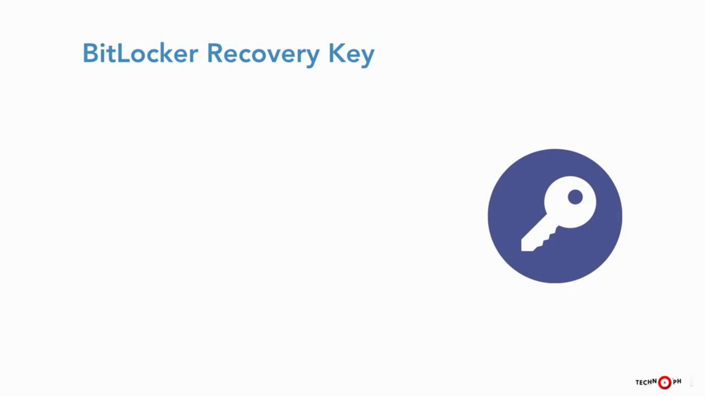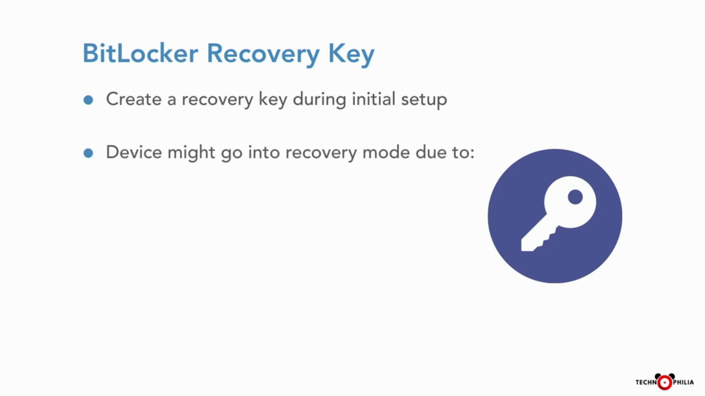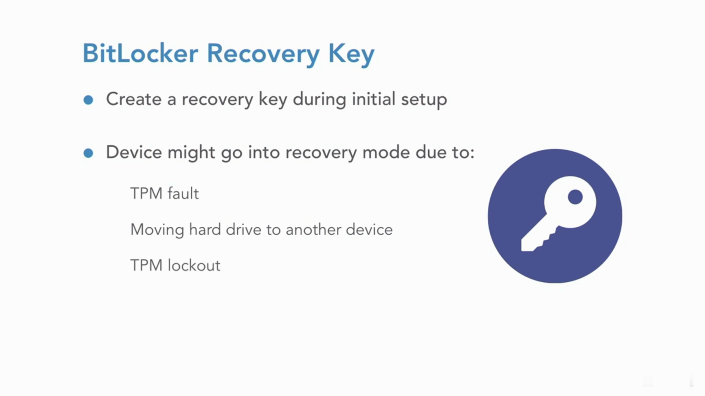When you first set up BitLocker encryption, you're prompted to create a BitLocker recovery key, and it's pretty important that this is created. There are several reasons why a device might go into recovery mode and require the use of a recovery key. These include: the TPM chip fails to automatically unlock the drive due to an error with the TPM chip; you need to access an encrypted hard drive on a different device. Remember, the encrypted hard drive and the device's TPM chip are associated together. The TPM chip may also have locked you out, for example, due to entering the unlock PIN wrong too many times.